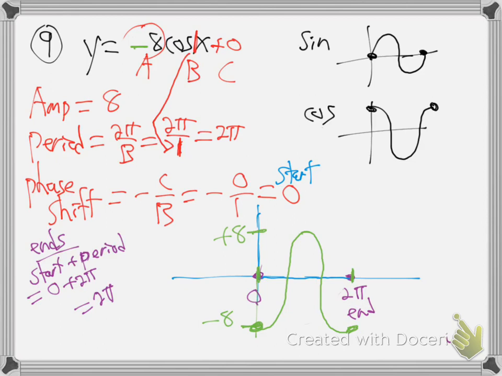Yeah, right. He doesn't actually touch these dots. The sine would, but the cosine doesn't start in the middle or end in the middle. He starts high and ends high, or if he's upside down, starts low and ends low.